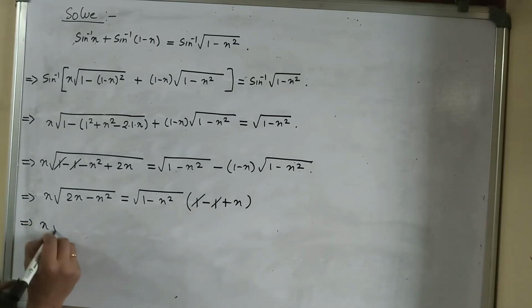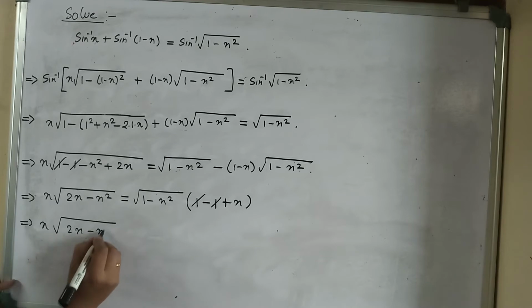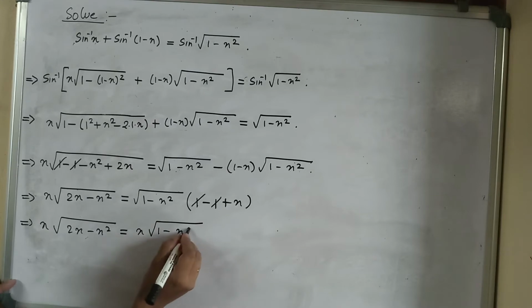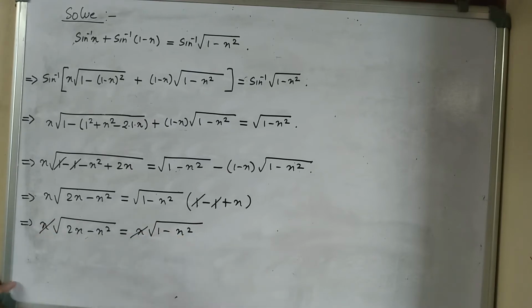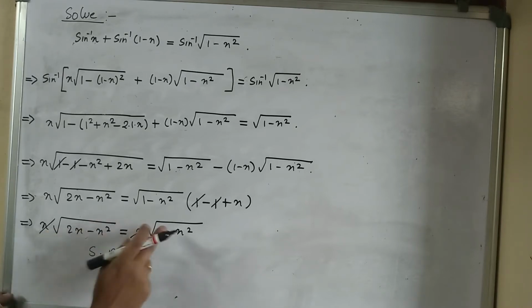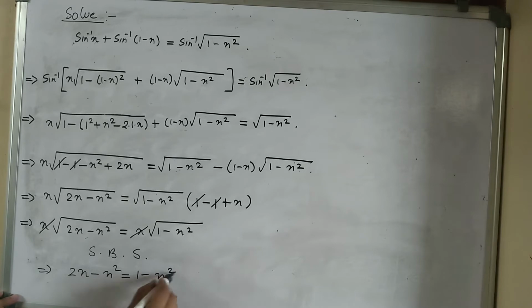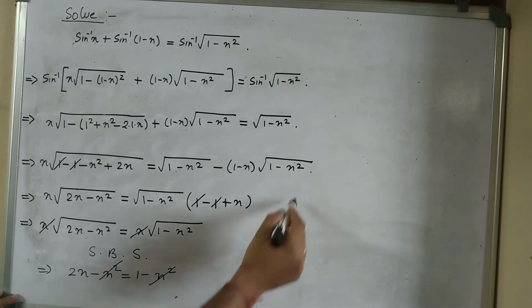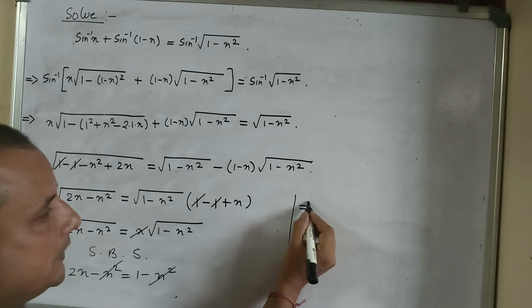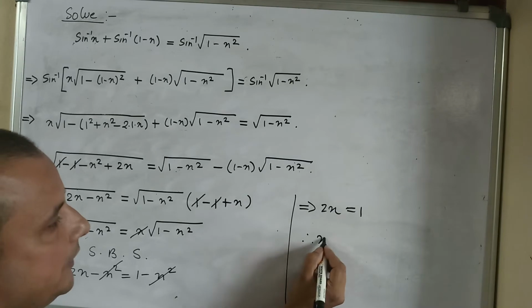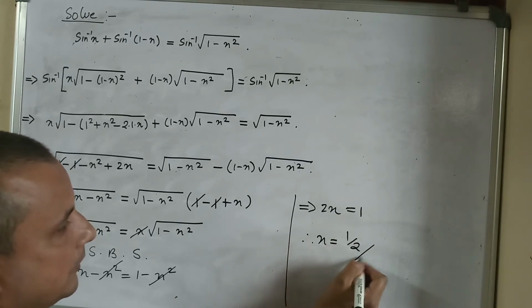So x into root 2x minus x square equals to, now I'll write this x into root 1 minus x square. x gets cancelled. To remove the root, squaring both sides. If I square both the quantities, the root will be removed, then 2x minus x square is equal to 1 minus x square. x square gets cancelled. Now we have over here 2x equals to 1. Therefore the value of x is 1 over 2.